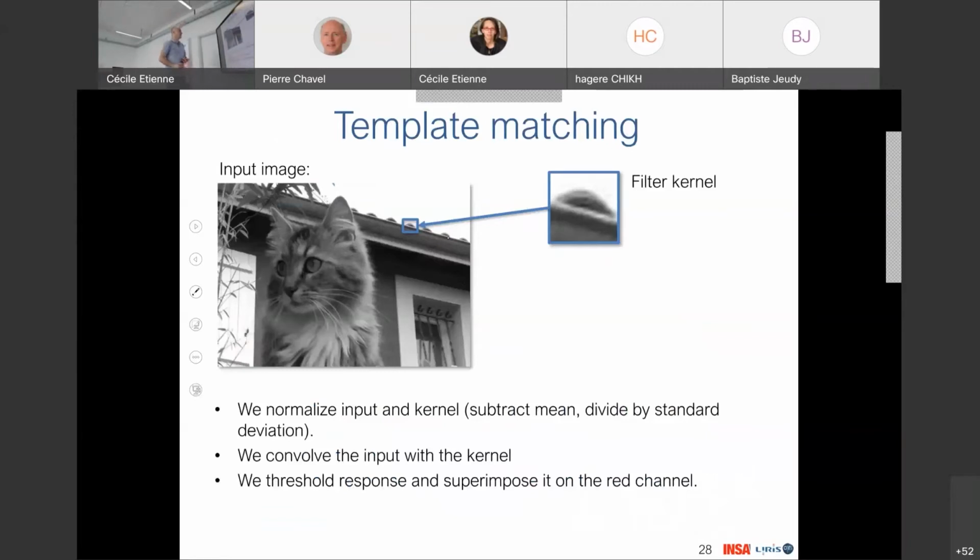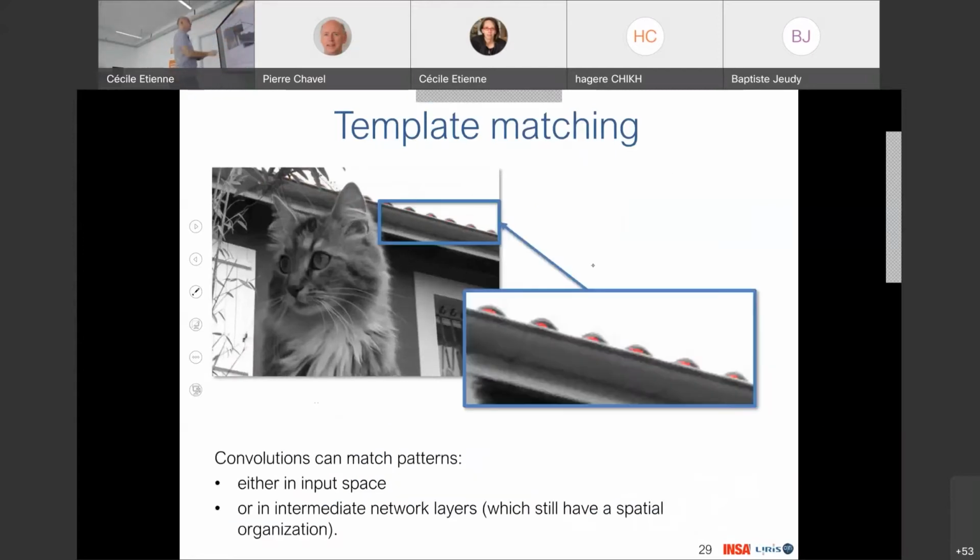I'll just give an example for a convolution. So take this image of a cat. Here we have a repetitive structure. When you take out these shingles, this small window here, and you define it as a filter kernel, these are the values of my filter kernel. And I convolve my image with this filter here. I'll get strong values exactly at positions where my shingles are. Okay? So convolutions can serve as a concept detector.